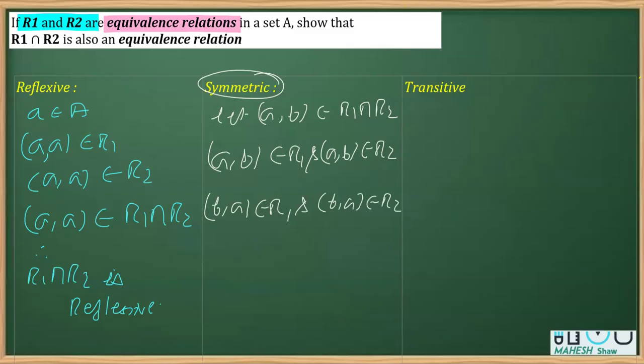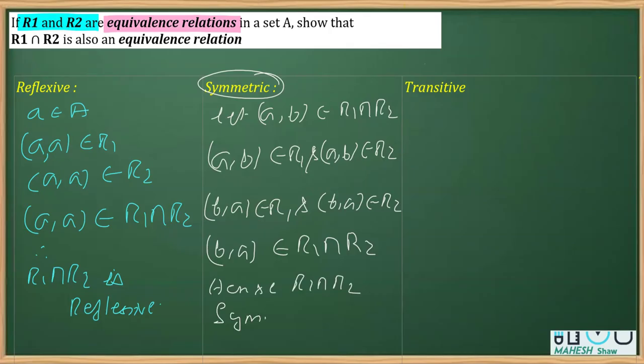Now check here. If I tell you that (b, a) belongs to R1 and (b, a) belongs to R2 as well, and if I ask you what is the intersection of these two, you'll definitely say that (b, a) will belong to the intersection of R1 and R2. So we'll say, hence, R1 intersection R2 is symmetric.